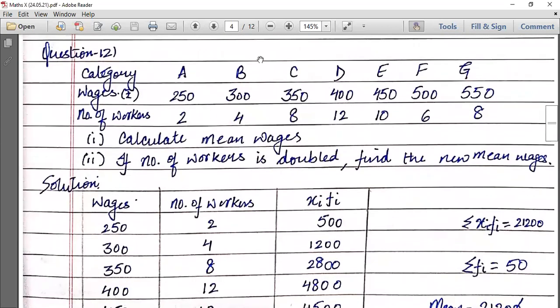Okay. Now let's discuss question number 12. Children, a frequency table is given to you. Let's read out the categories given, wages of A, B, C, D, E, F, G: 250, 300, 350, 400, 450, 500 and 550. And the numbers of workers are given as 2, 4, 8, 12, 10, 6 and 8. Now you have to calculate the mean wages. You have three formulas. If it is not mentioned, you can use any one of the formulas. So let's use the direct method here.